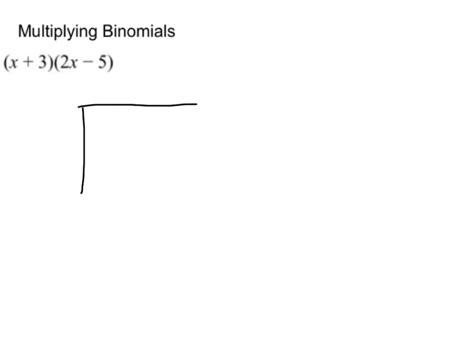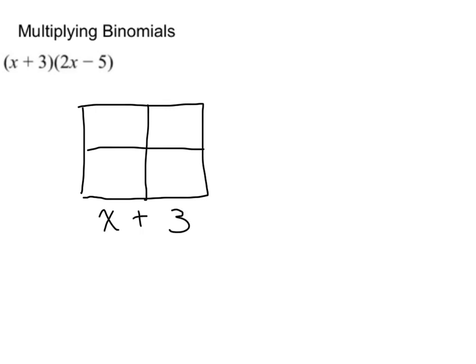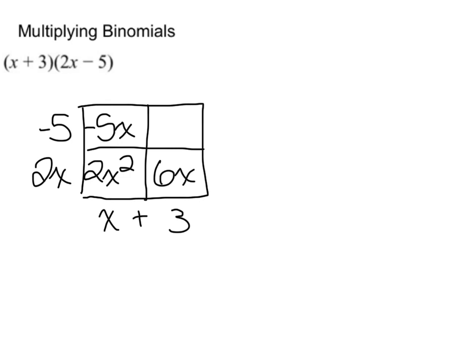So I know when I'm multiplying a binomial times a binomial, I'm going to get 4 separate regions. So if I label one side x plus 3, I can label the other side 2x minus 5. Now I can find the area of each piece by multiplying the base times the height, and I can write the area inside each of the boxes.